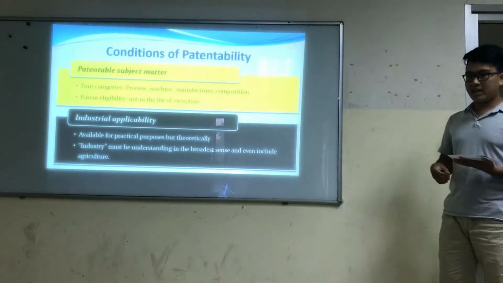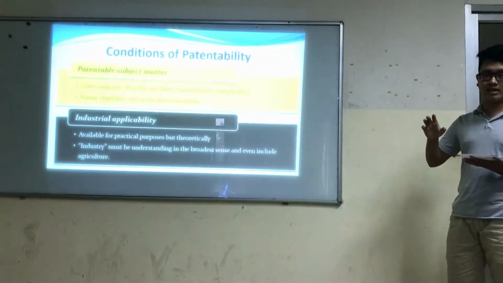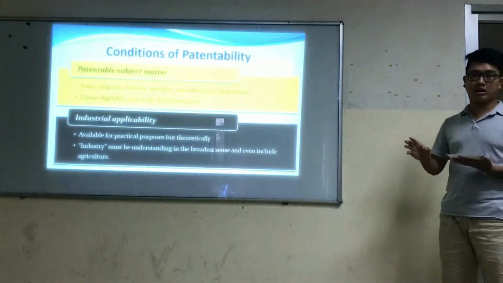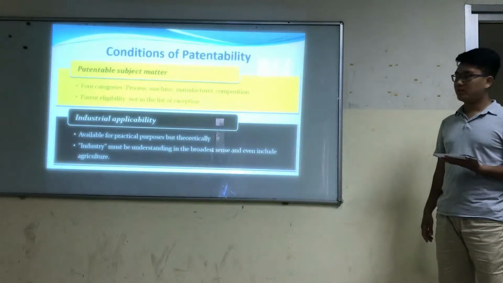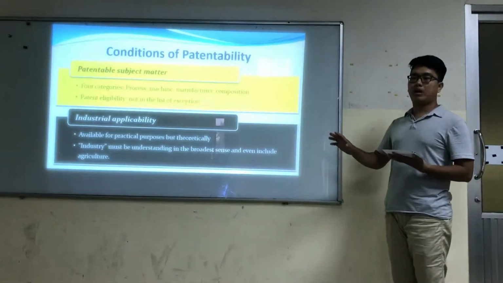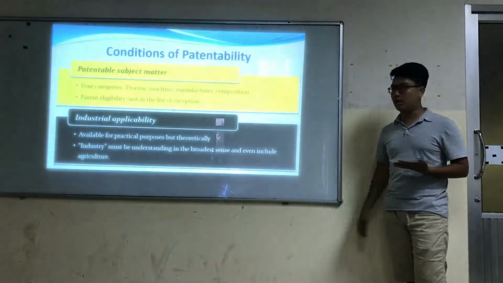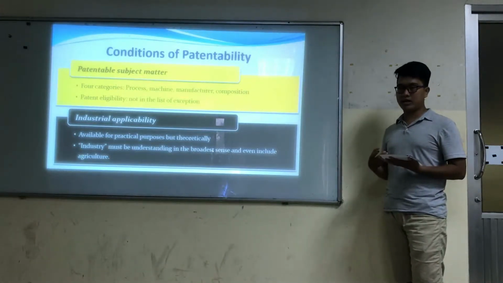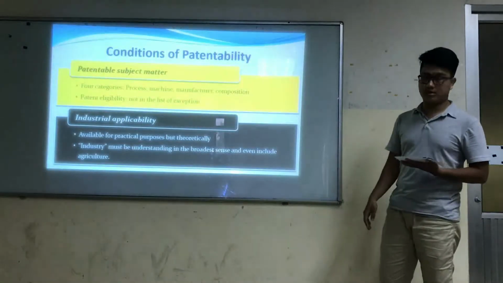So, in applying for patent rights, an individual, the inventor or the owner of the invention, must meet 5 categories, must meet 5 requirements to apply for the patent. Those requirements are called conditions of patentability, or in a more understandable word, requirements of patentability.